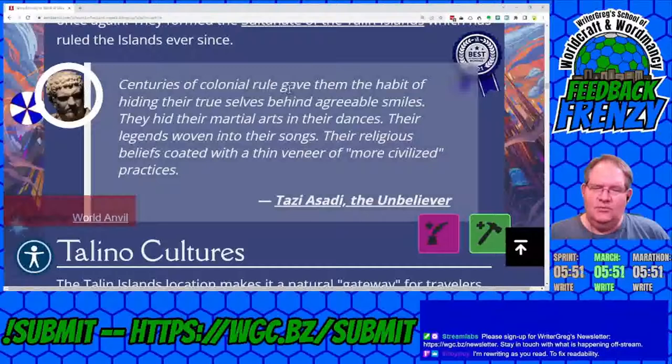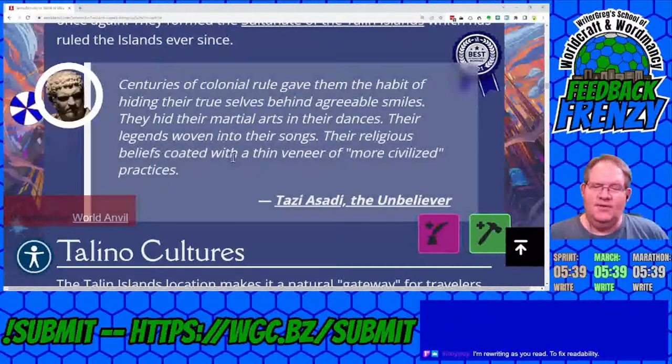Centuries of colonial rule gave them the habit of hiding their true selves behind agreeable smiles. They hid their martial arts in their dances, their legends woven into their songs, their religious beliefs coated with a thin veneer of more civilized practices.